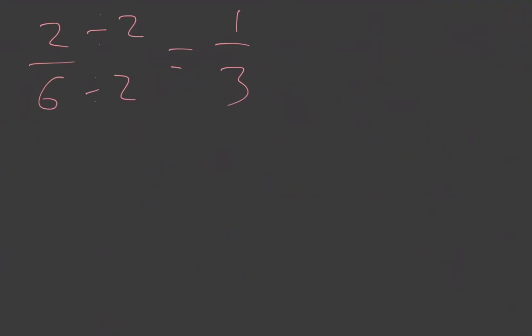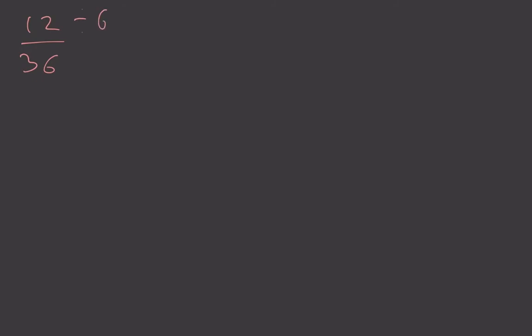Let's have a look at some more simplifying examples. Right, so let's have a look at 12 over 36. So remember, let's think about what these two numbers have in common. Of course, looking at it, we can see that 6 is both at the top and the bottom. So what we'll do is we'll divide the top by 6, and we must also divide the bottom by 6, because of our rule of fractions. So now that will give us 2 over 6.